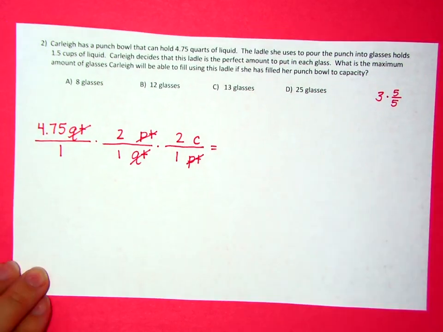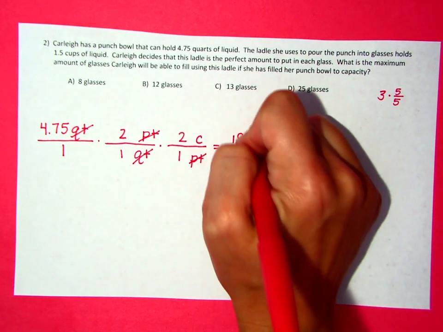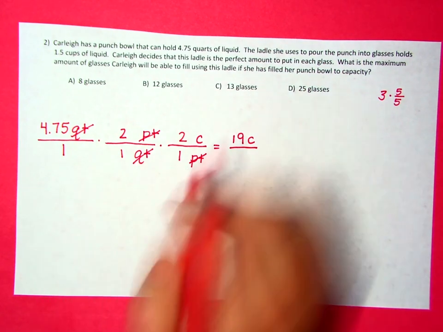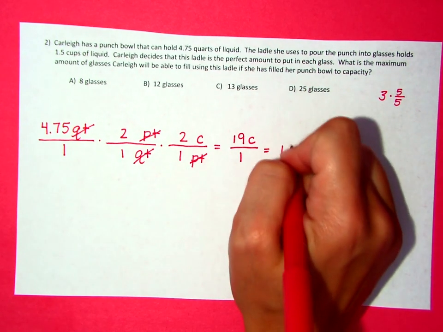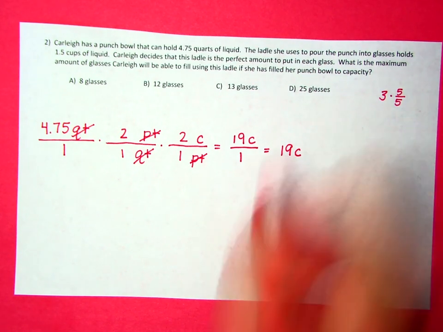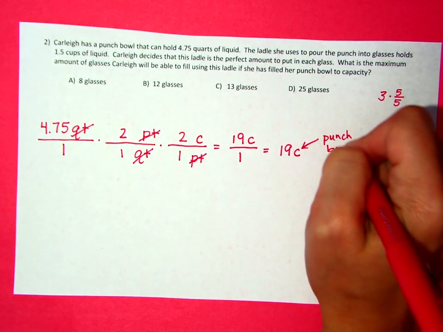So now I'm going to go ahead and multiply straight across here. When you multiply straight across, that means we're going to do it for both the numerator and the denominator. So in this case, I'm going to do 4.75 times 2 times 2, which would give me 19 cups, don't forget your unit on the top, over 1 times 1 times 1, which is 1. And obviously anything divided by 1 is whatever that number is. So in this case, 19 cups. So this is how much her punch bowl can hold. So I'm going to mark that. That's her punch bowl.